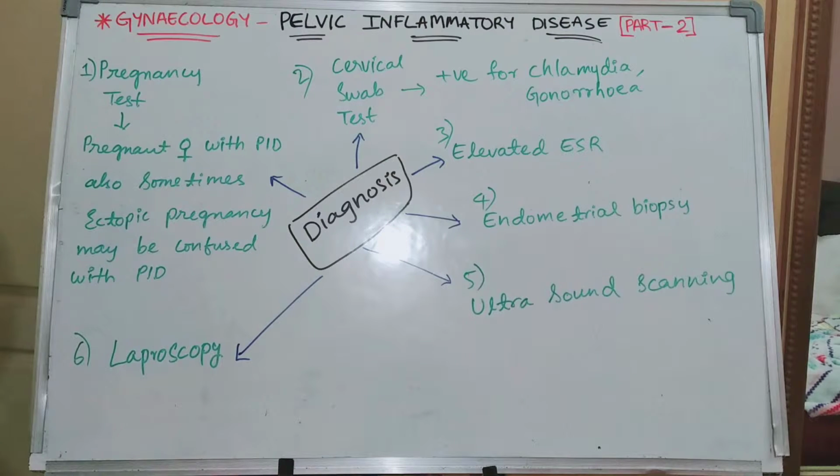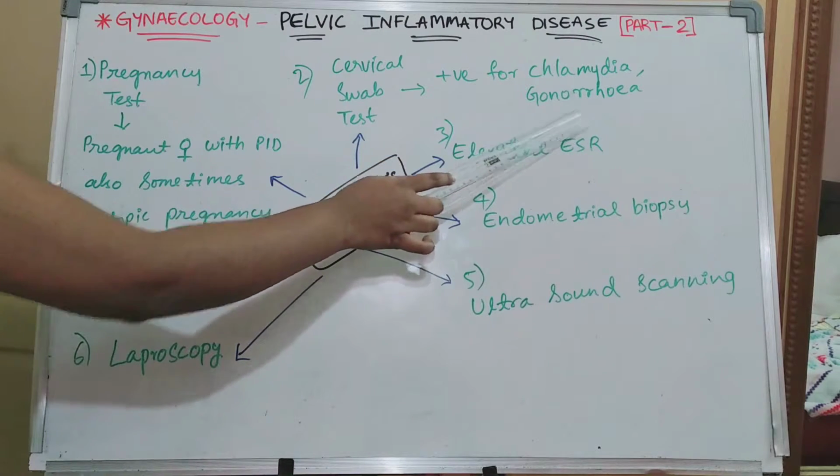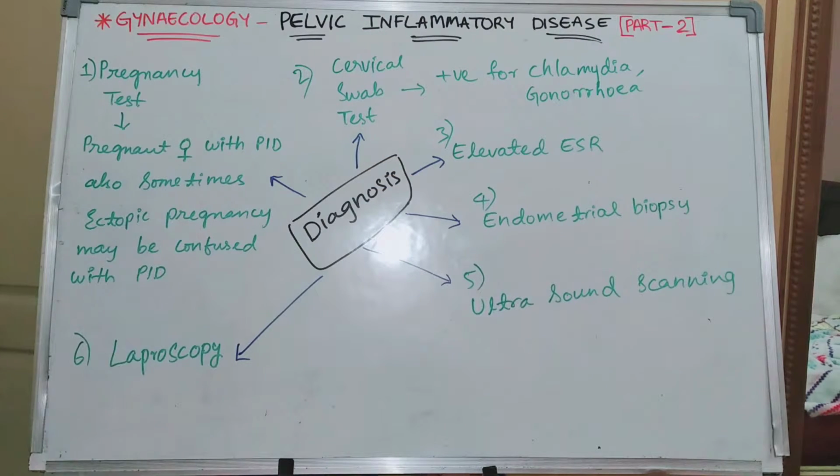So now let us see how to diagnose PID. When a pregnant lady comes for the pregnancy test and if you suspect PID, then you should differentially diagnose it with ectopic pregnancy also. Then you can do a cervical swab test. If at all the cervical swab test is positive for chlamydia and gonorrhea, then it is confirmed as pelvic inflammatory disease. But if it is negative, then also you should suspect PID.